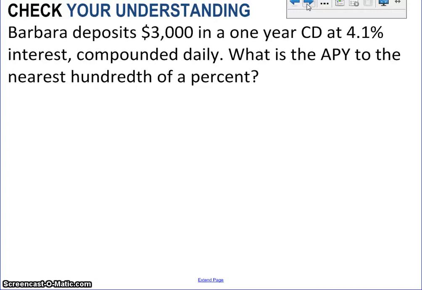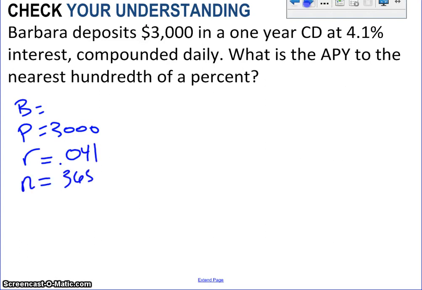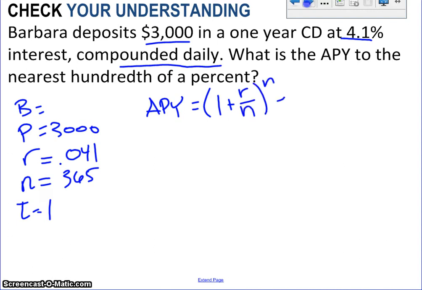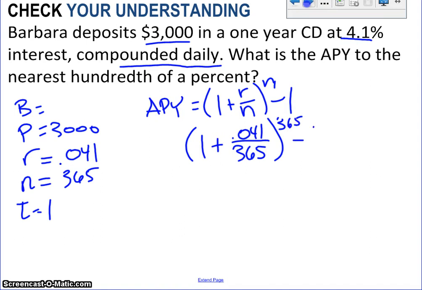All right, let's take a look at it. So our principal here, you should have gotten 3,000. Our rate is 0.041. It compounds daily, so it's 365 days. And we're looking at a yearly yield. So plugging it into my formula, again, APY equals 1 plus R over N, all to the N minus 1. Plugging that in, I get 1 plus 0.041 divided by 365, all to the 365th power, minus 1.